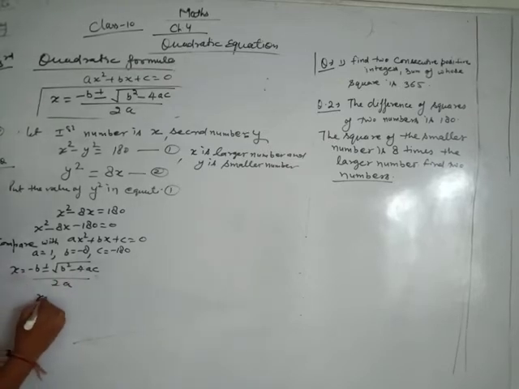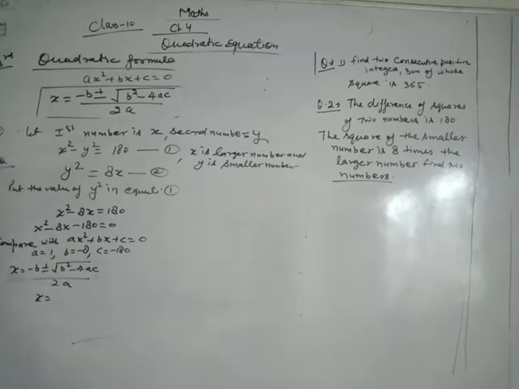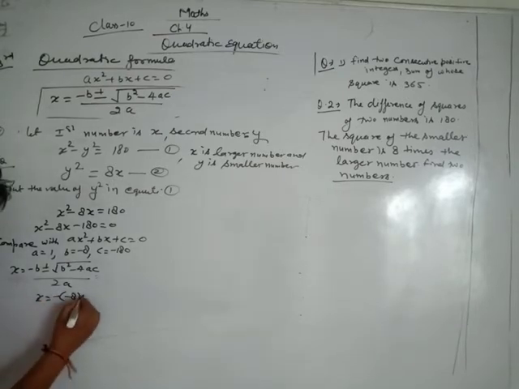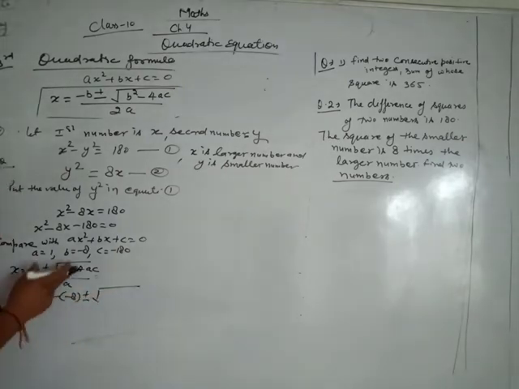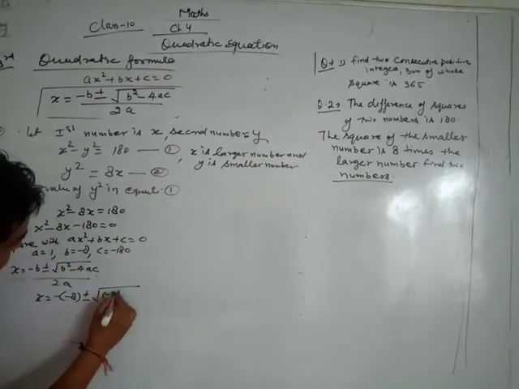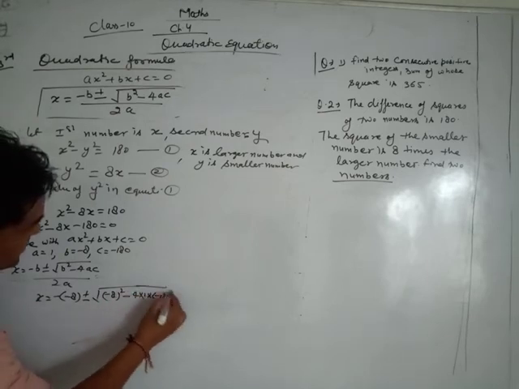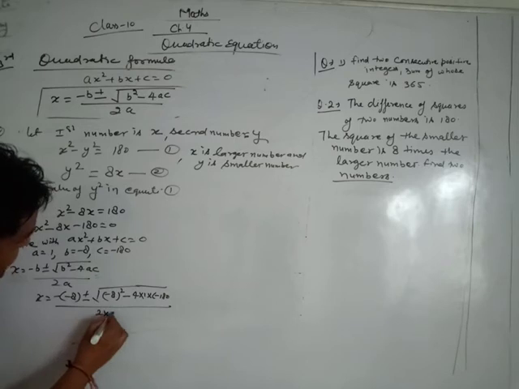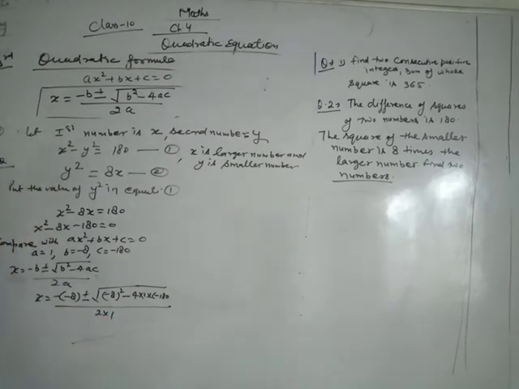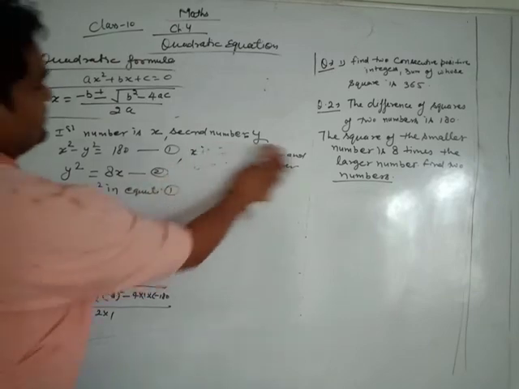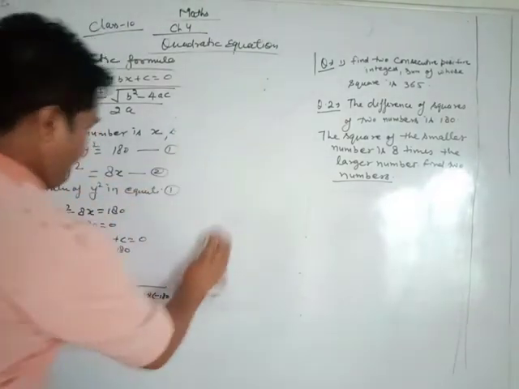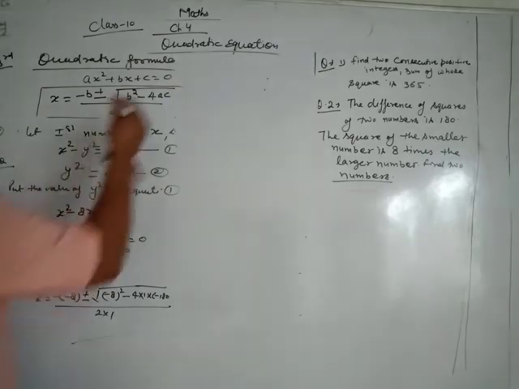So x equal to minus b, minus minus 8, plus minus root of minus 8 square minus 4 multiply a 1 multiply c minus 180, upon 2 multiply 1. Clear? Here I will resume solving this question completely.